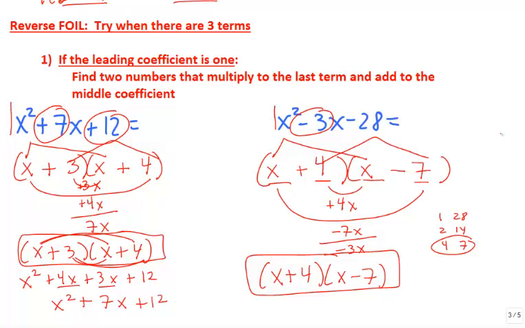Okay, so this is the easy case of reverse FOIL because the leading coefficient is 1, and so in the front you'll always just have that x times that x, and you only need to worry about the constant term on the end and look for two numbers that multiply to that constant and either add or subtract to that middle term.